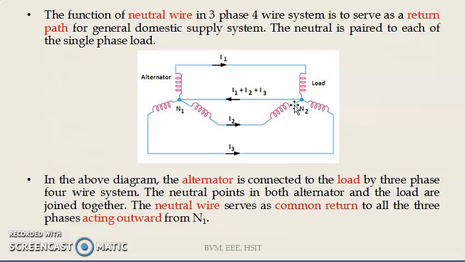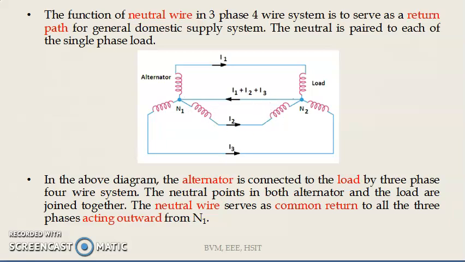But in case of unbalanced load, what will happen? Unbalanced load is one in which the loads in all the three phases are not equal and may not have the same nature, and the power factors are different. Therefore, the neutral wire carries current. So the neutral carries the difference of these currents in case of unbalanced load. This is the function of the neutral wire.